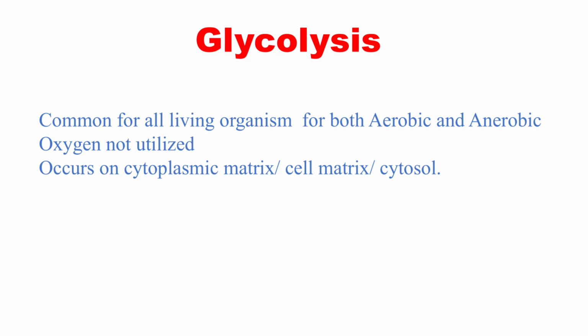Both aerobic as well as anaerobic respiration begin with glycolysis. In this phase, oxygen is not utilized. Glycolysis occurs in the cytoplasm matrix of cells. During glycolysis, glucose is converted into 2 molecules of pyruvic acid.